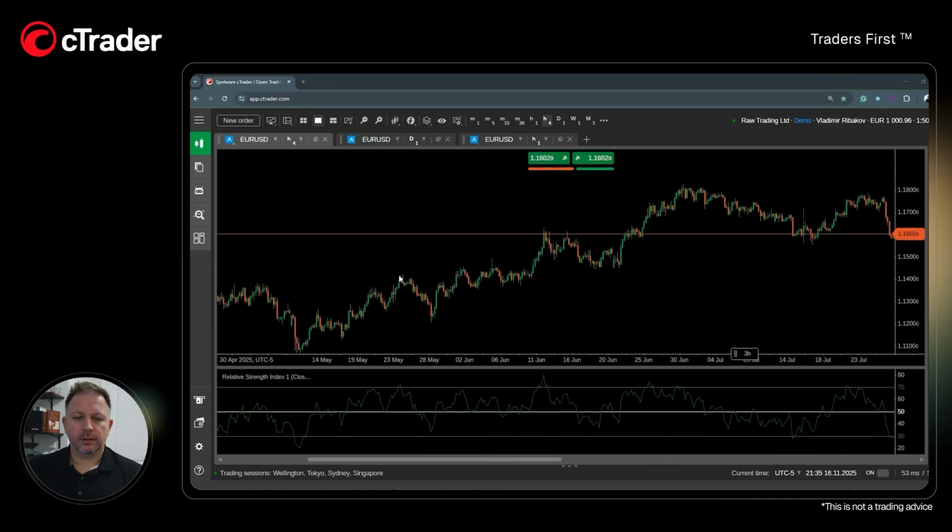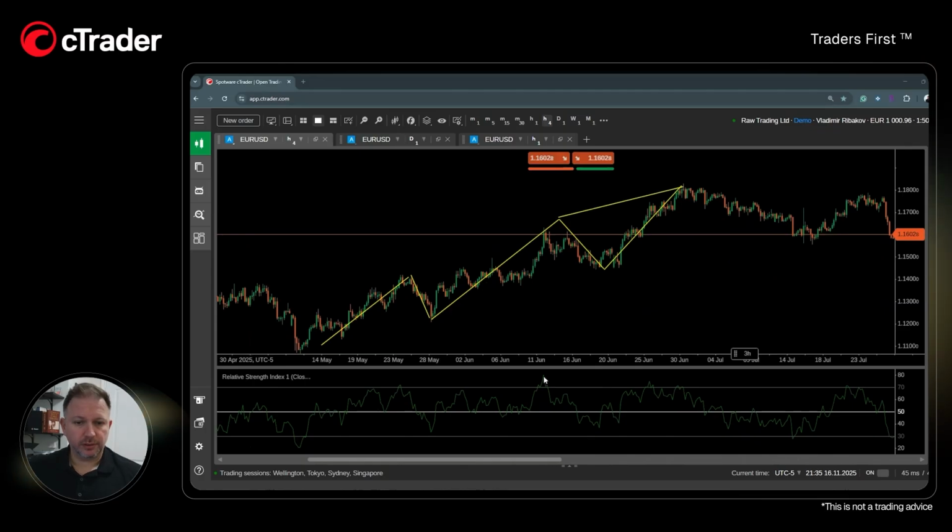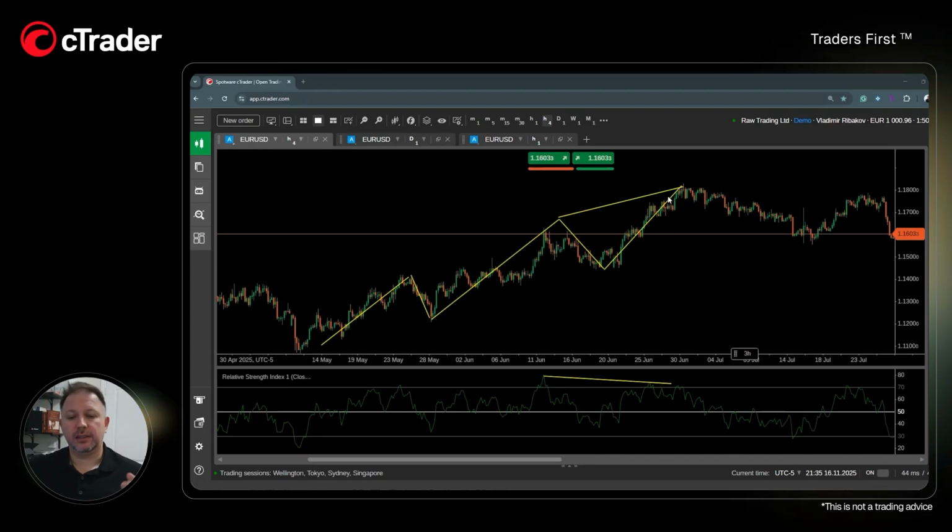For example, let's take a look at this uptrend, a sequence of higher highs, higher lows. And when you compare the highs on the chart with the highs on the RSI, you would see that while the market, the price, the highs go up, the highs on the RSI go down, indicating a bearish divergence, indicating that something might happen behind the scenes and the trend could actually reverse.